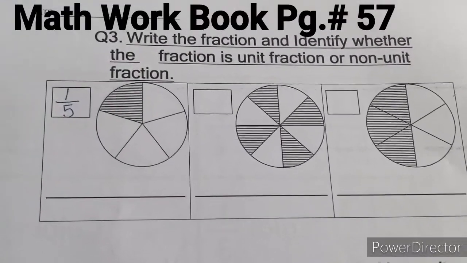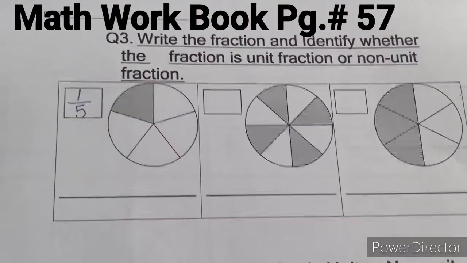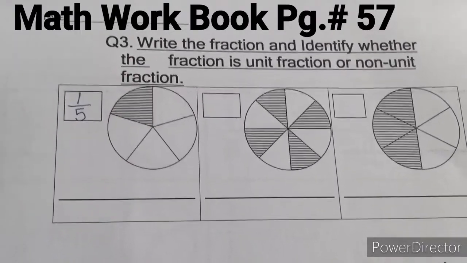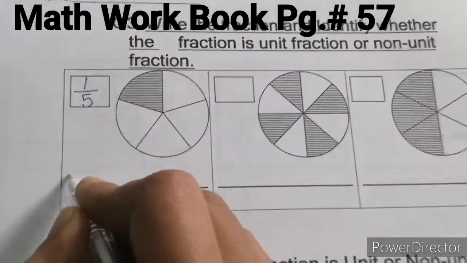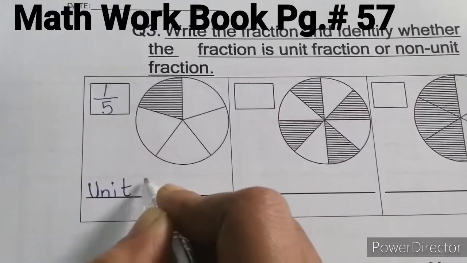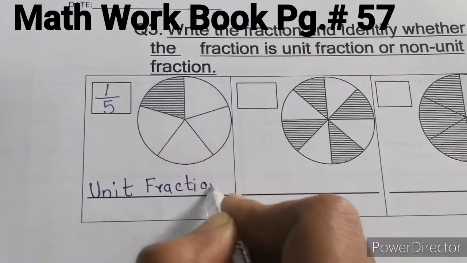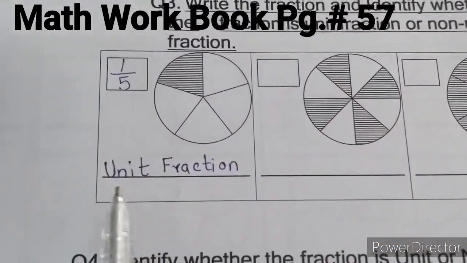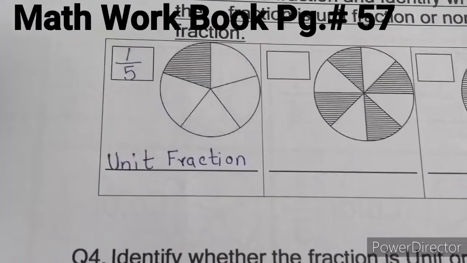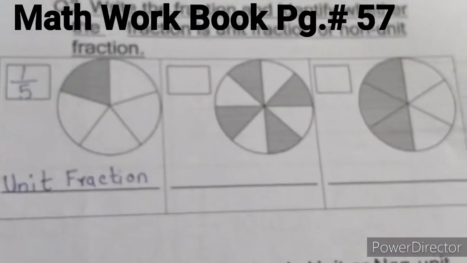So the numerator here is 1. So what is the fraction? It is unit fraction. It is unit fraction because the numerator is 1. All of you please write unit fraction in the line below. In this line all of you write unit fraction. Now the second one.